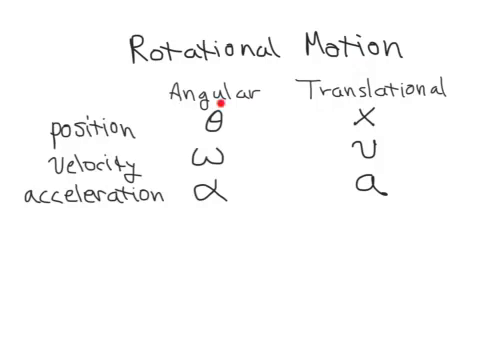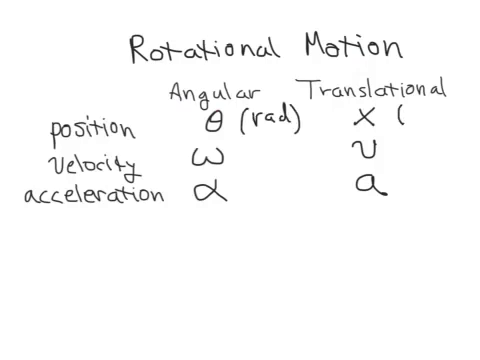And for the angular variables, when we're talking about rotating systems, we talk about the position as an angle, in this case theta. We use theta to represent angle. And then the angular velocity, which is the rate at which something rotates, is represented by omega. And then the angular acceleration, which is the rate of change of the angular velocity, is represented by the variable alpha.